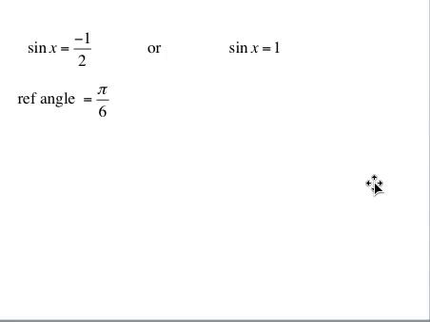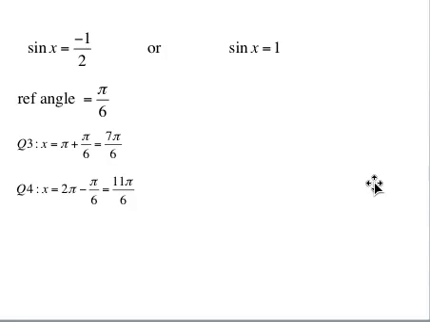So the reference angle for the first part is pi over 6. And if I'm in quadrant 3, sine is negative in quadrant 3, that'd be pi plus pi over 6. In quadrant 4, that would be 2 pi minus pi over 6. Pi plus pi over 6 is 7 pi over 6. 2 pi minus pi over 6 is 11 pi over 6. Now if sine x equals 1, of course, my answer is going to be pi over 2.